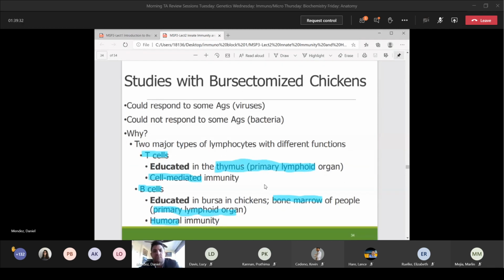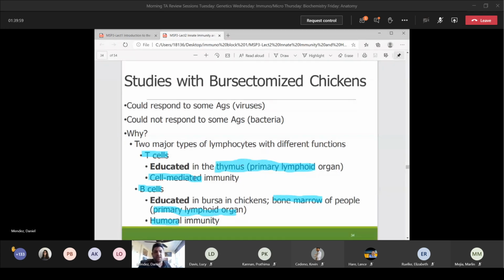So we do have two major types of lymphocytes here. The T cells are educated in the thymus, which is where she's going to talk about the primary lymphoid organ. And the B cells are educated in the bone marrow. So at this point, we're getting into the lymphoid organs. These are the two primary lymphoid organs, the thymus and the bone marrow. They're primary because this is where we first see these lymphocytes being grown and educated.